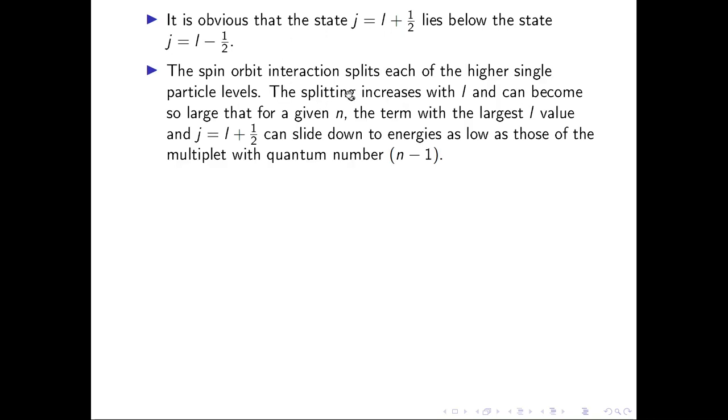The spin-orbit interaction splits each of the higher single particle levels. The splitting increases with L because it depends on L·S that we were talking about. The splitting increases with L and can become so large that for a given n, the term with the largest L value and J equal to L plus half can slide down to energies as low as those of the multiplet with quantum number n minus 1.